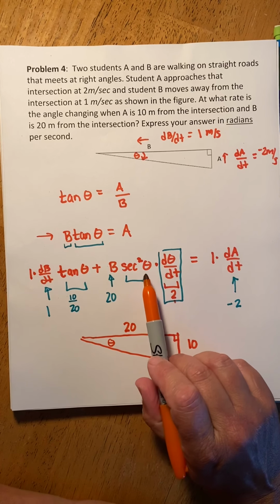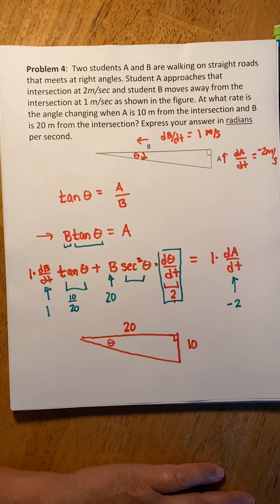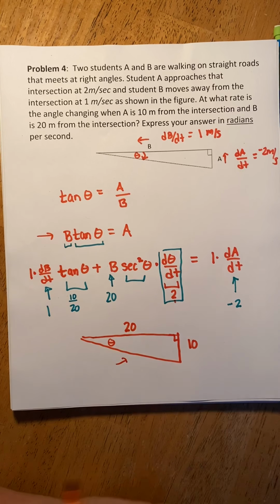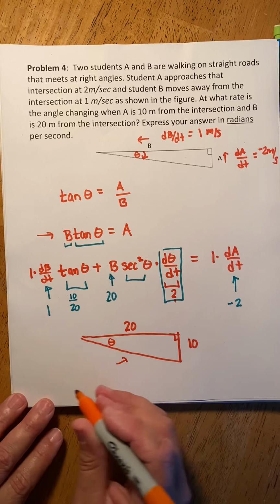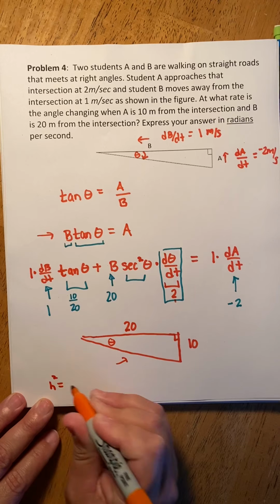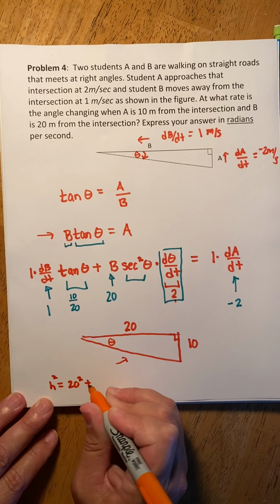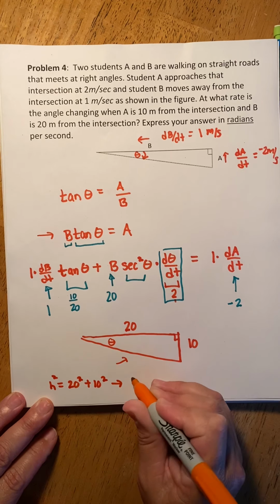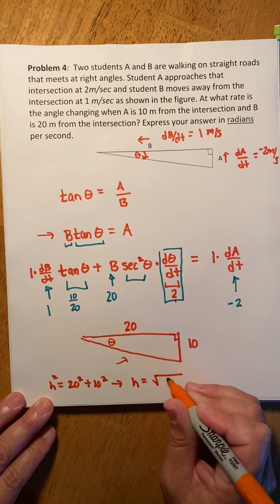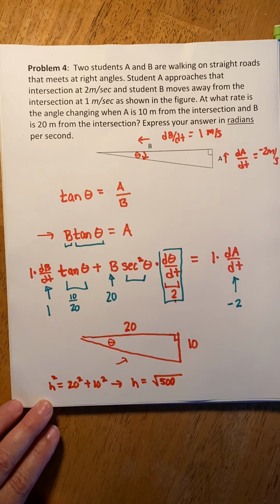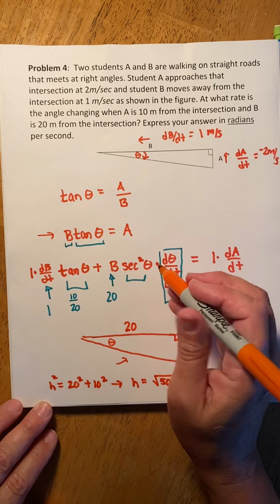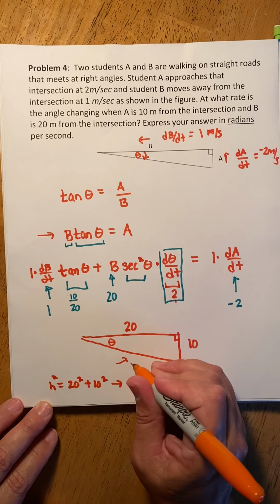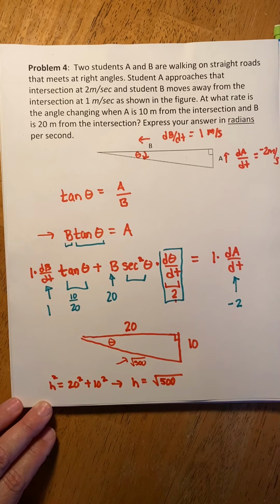But I need to know the secant of the angle to put it in there. Well, in order to know the secant, I need to know the hypotenuse of this triangle. So using Pythagorean theorem, the hypotenuse squared is 20 squared plus 10 squared. So the hypotenuse is going to be the square root of 500, right? So I'm going to call this the square root of 500.